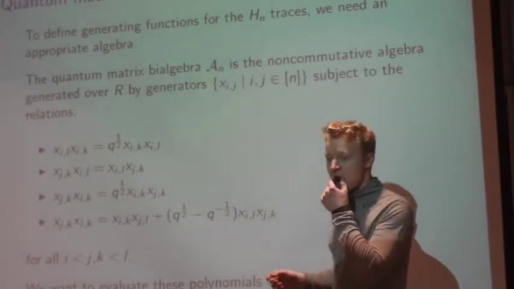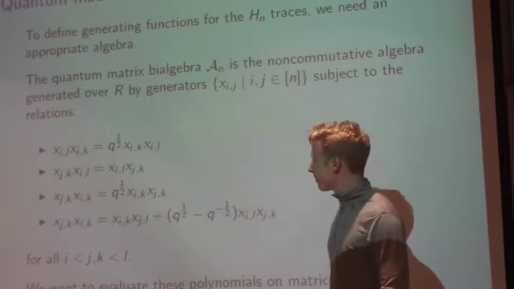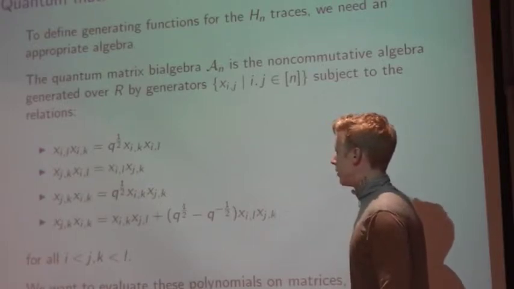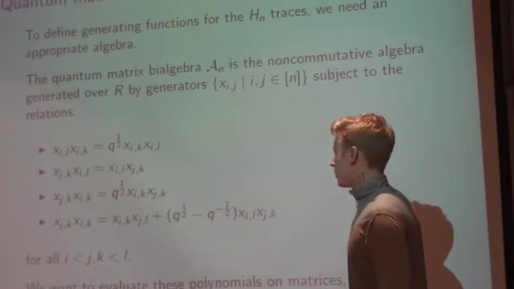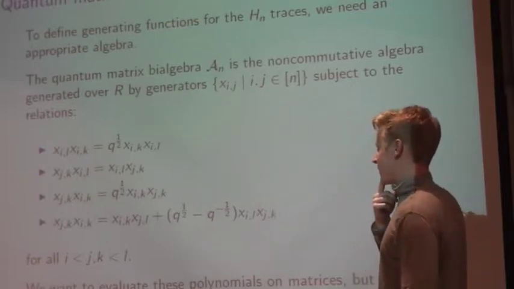Yeah? Is it deliberate that the third and fourth rows have the same left-hand side? No, that is a typo. Thank you. Let's see. J, K, I, K.